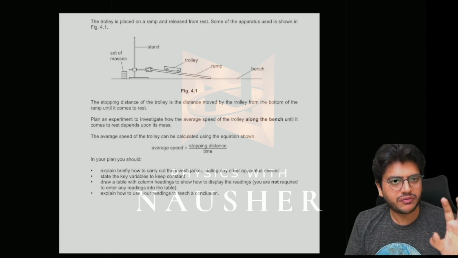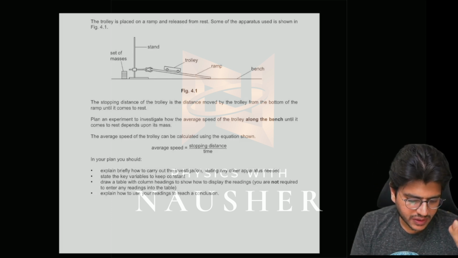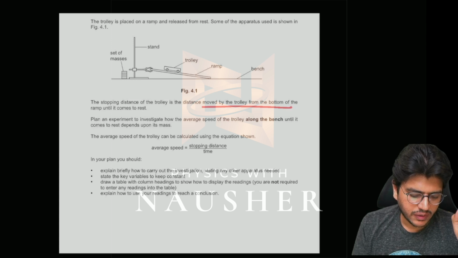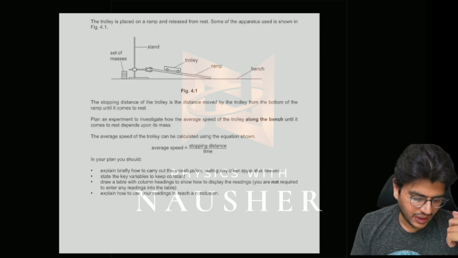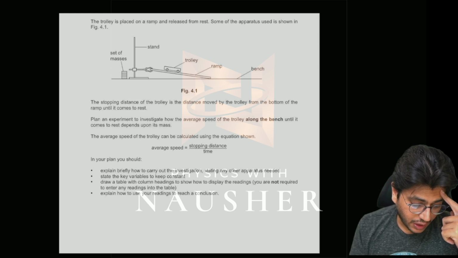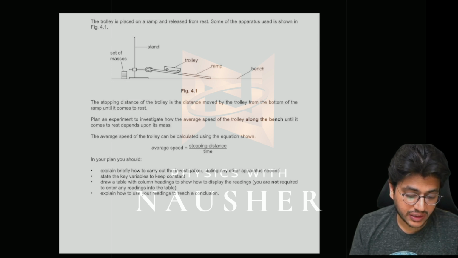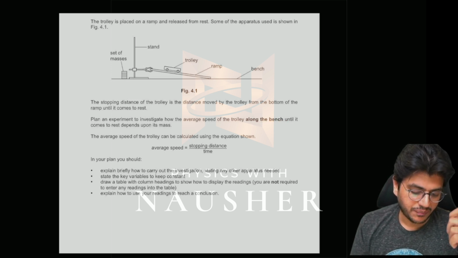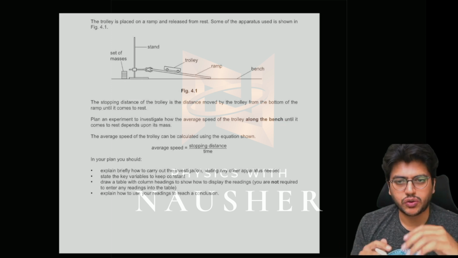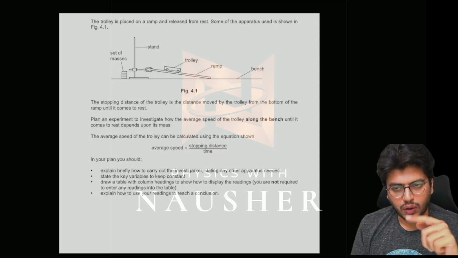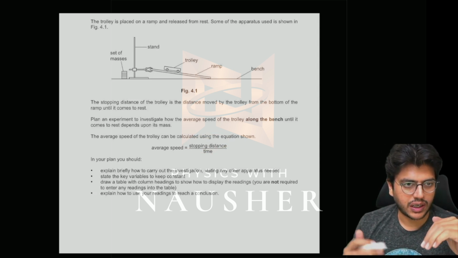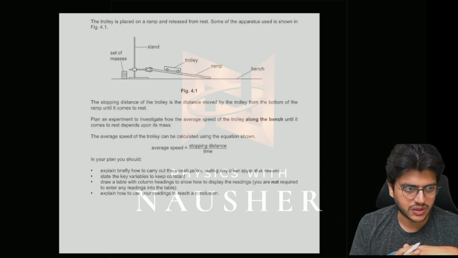Now they've made it very clear that stopping distance is the distance moved by the trolley from the bottom of the ramp till it comes to a stop. So let's say it stops here, then when you change the mass, maybe it stops here, then when you change the mass, maybe it stops here. And you have to calculate the average speed of the trolley along the bench until it comes to rest. So you have to measure the time and the distance, and you have to add masses so that the stopping distance changes.